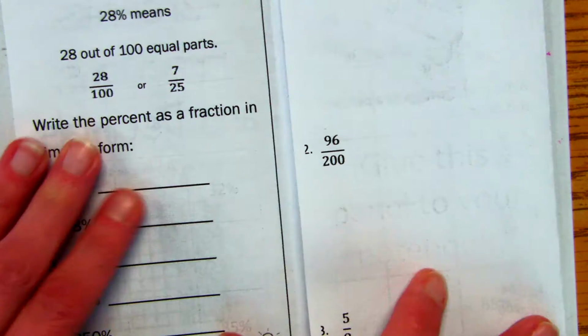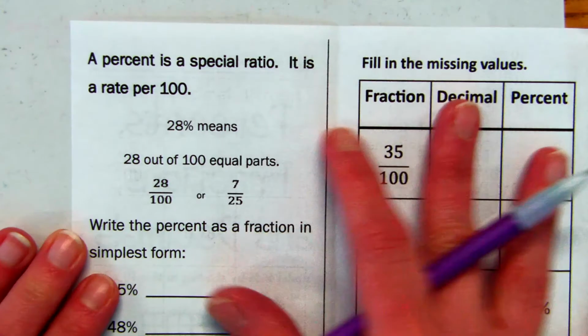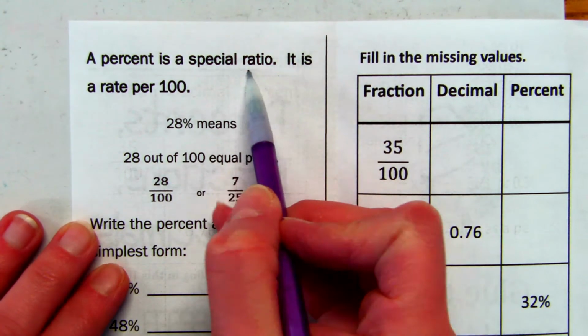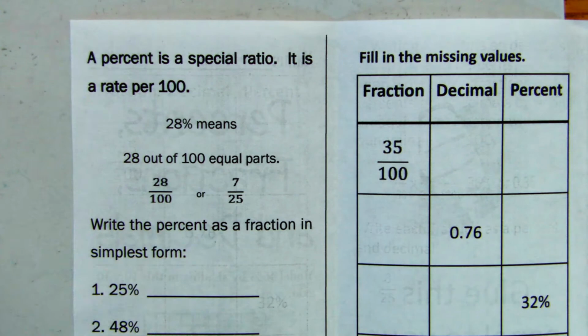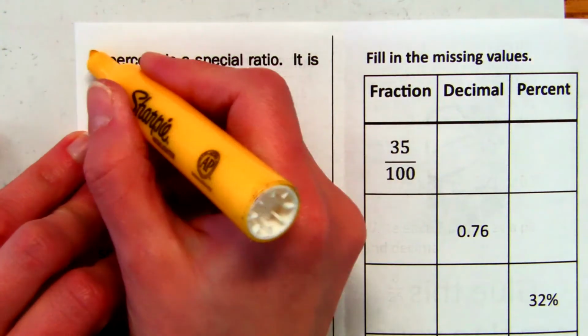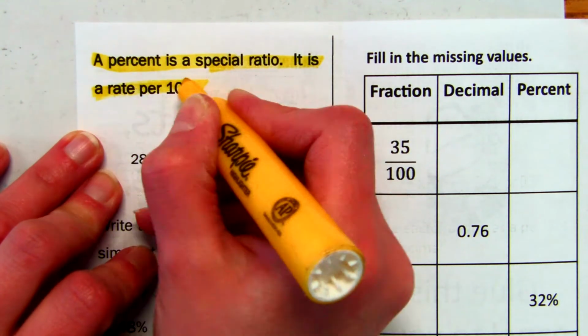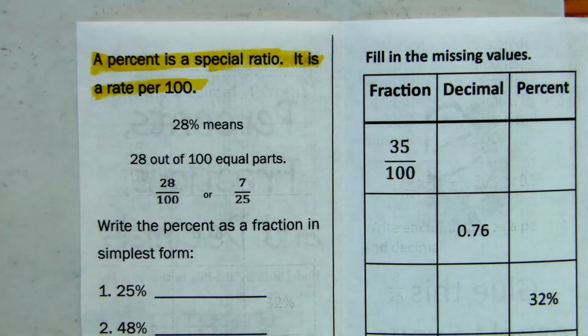All right, so we're going to flip to the inside of the Foldie, and here's where our definition is going to be. A percent is a special ratio. It is a rate per 100. So this is something that we might want to highlight. A percent is a ratio where it's out of 100. There's different ways to say that, but basically you need to know it is out of 100.